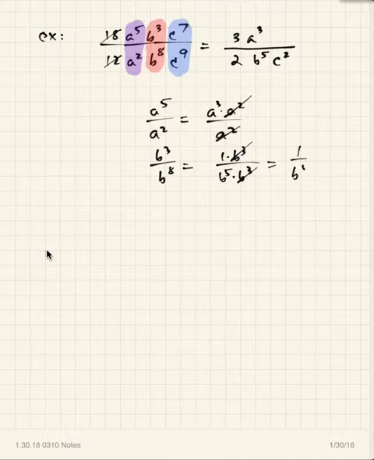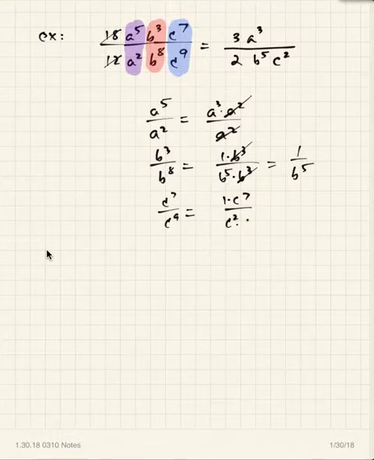And then the c's, c to the 7th over c to the 9th, right? The common factor there is c to the 7th. So in the numerator, this is just 1 times c to the 7th. And the denominator, c squared times c to the 7th. The c to the 7ths divide out, and you're left with 1 over c squared. So that's looking at the problem as a fraction problem.